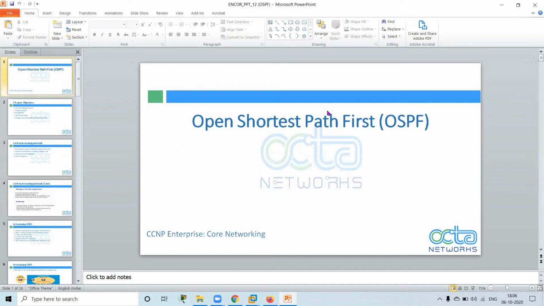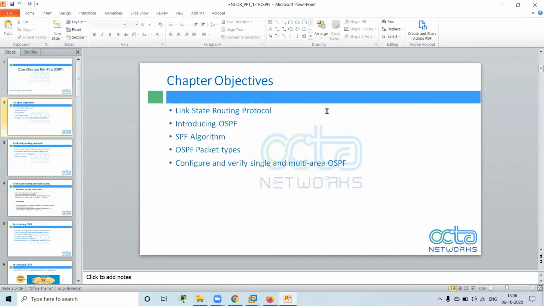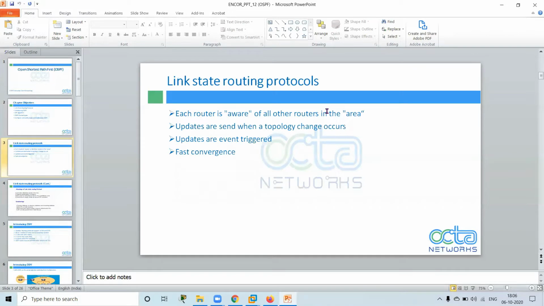Open Shortest Path First. In this chapter, the objectives are: link state routing protocol, introducing OSPF, the SPF algorithm, OSPF packet types, and configuring and verifying single and multi-area OSPF. Link state routing protocol means each router is aware of all other routers in the area. There is a concept of area introduced here.